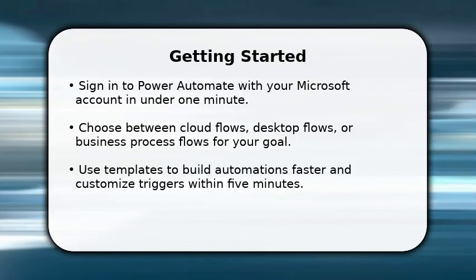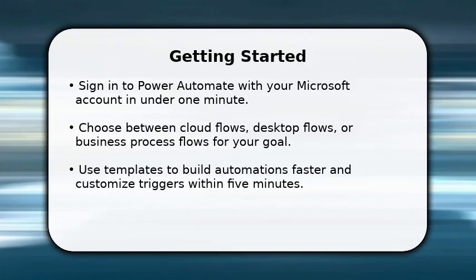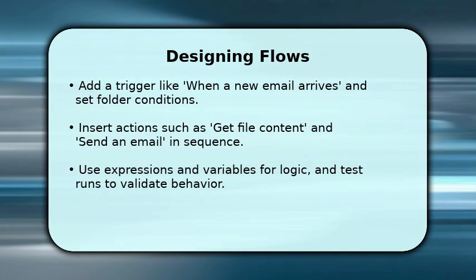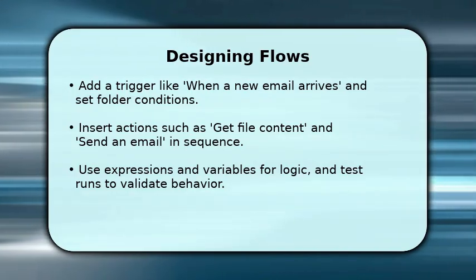Customize triggers and initial conditions within 5 minutes to match your data sources. Save your flow and enable run history to inspect operations when testing. Start your flow by adding a trigger like when email arrives with folder filters. Add actions in sequence such as get file content and then send email with attachments.